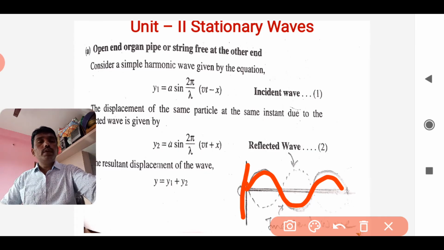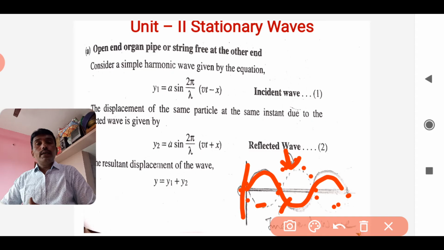When I am moving it, the rope is moving up and down, and this dotted part is not clearly pictured in the picture, but here it is like this. This is what the reflected waves are, and that's why it is given in this fashion. So the incident waves are this and the reflected waves are this.